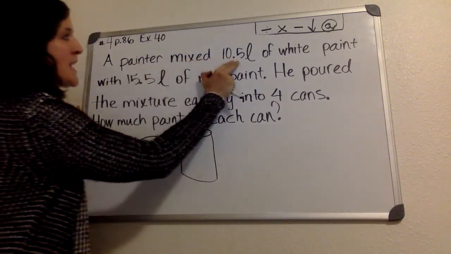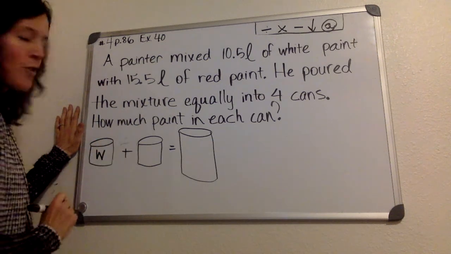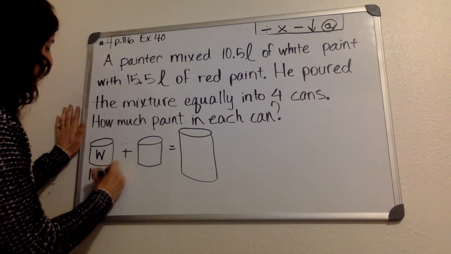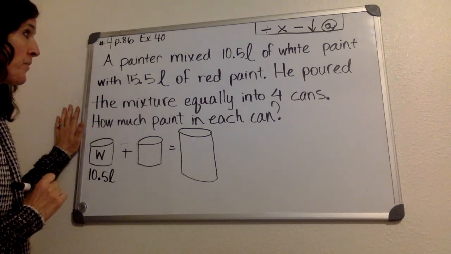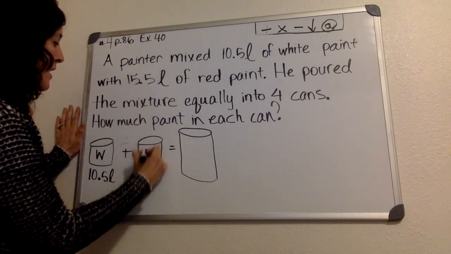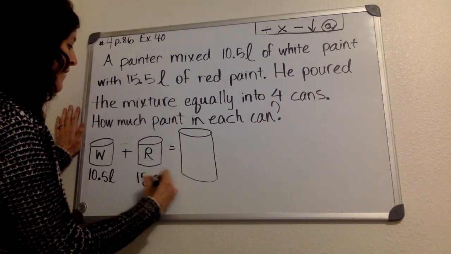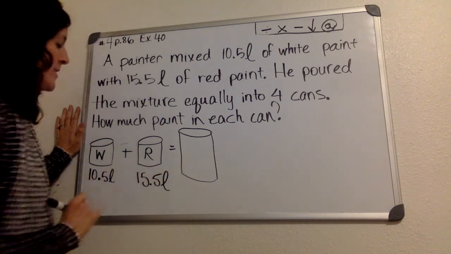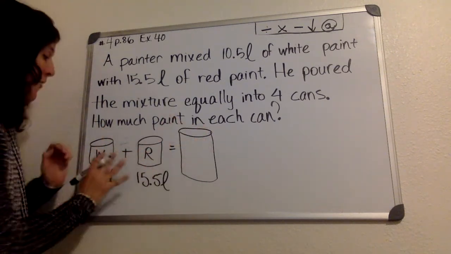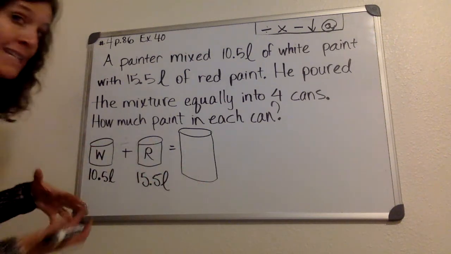A painter mixed 10.5 liters of white paint. Here's my W for white, okay? And I know that that one is 10.5 liters. I mixed it with 15.5 liters of red. Here's my R for red. I have 15.5 liters. I mix those together and I have this big container of all the stuff mixed together. How much of the paint is in here?